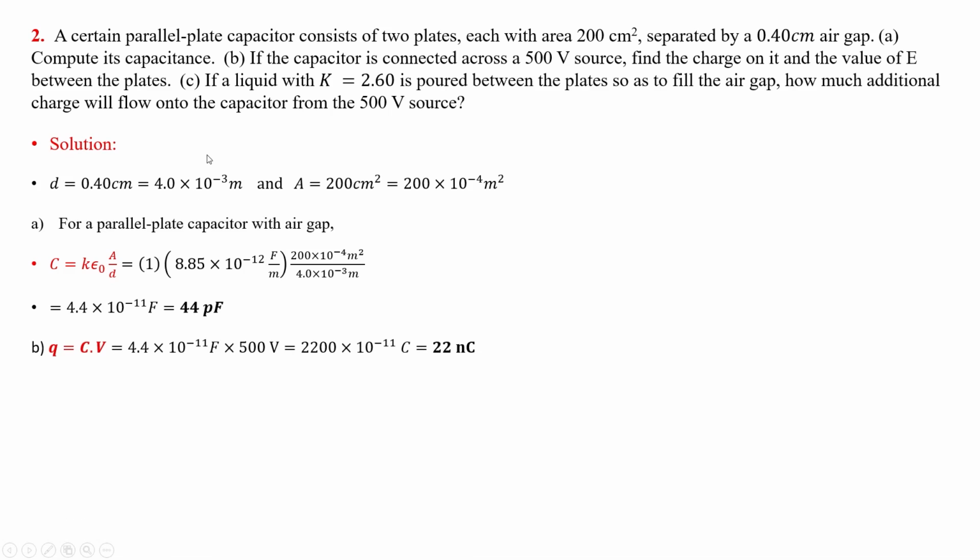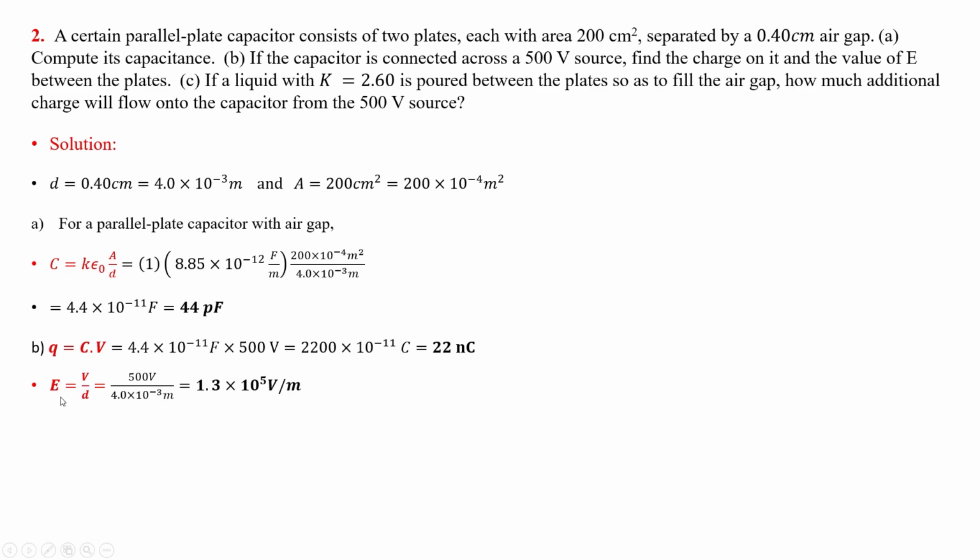And we know in part B you need to find the charge on it and the value of electric field. First you need to find the charge from the formula of capacitance. We know that Q is equal to the product of capacitance and voltage. Capacitance we have found here, and voltage is almost 500 volt. So we need to multiply both these values, and after multiplication we get the final value of the charge to be 22 nanocoulomb, or 22 into 10 to the power minus 12 coulomb.